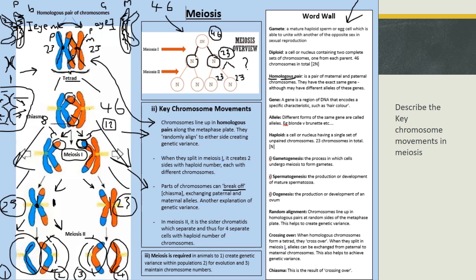And in terms of the genetic variance, they randomly align to start with. The homologous pairs randomly align, which means there's a different amount of red and blue on either side. That gives us genetic variance, because when they split, there's different red and blue on either side. And then when the first split happens, parts of chromosome break off either chromosome, and so you get a different genetic makeup when you come down to the second split. And that is the key chromosome movements within meiosis.